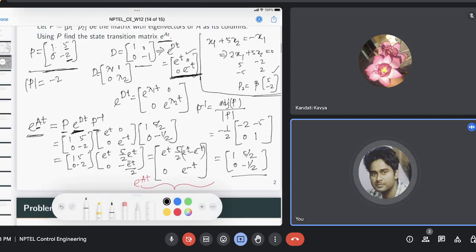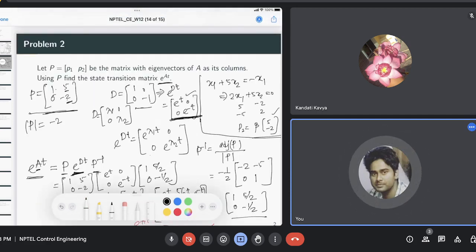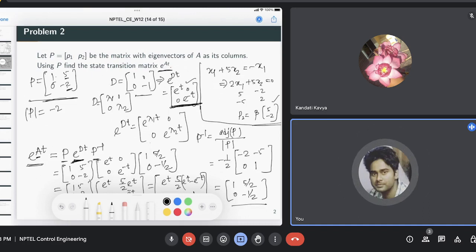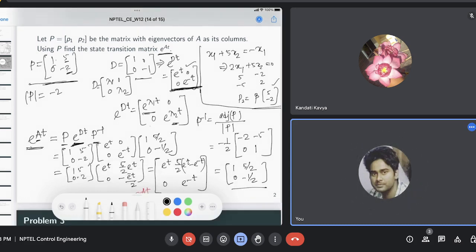Just to recollect what we have done: if the eigenvalues are distinct, then the diagonal form of the matrix is simple. You just have these eigenvalues on the diagonal, and its state transition matrix is simply the exponential of each diagonal element, keeping the off-diagonal elements 0. Then the state transition matrix of the original system, the A matrix, is related to this diagonal matrix by this relation. Here P is the eigenvector matrix.